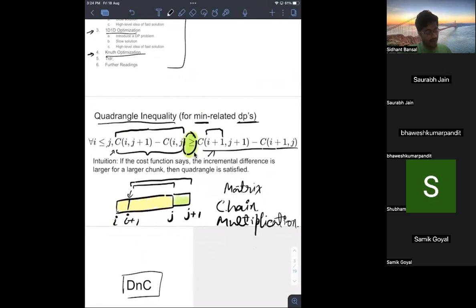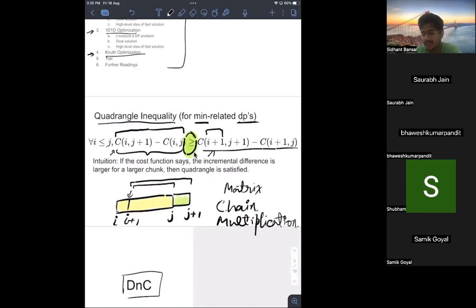If you don't get quadrangle inequality, you could still be able to apply one of these optimizations. But it's one of the core principles of all these optimizations that quadrangle has to be satisfied in most of the cases. I mean, as I said, it's a sufficient thing. It's not a necessary thing. So there might be cases where even without quadrangle, you can still apply these optimizations.